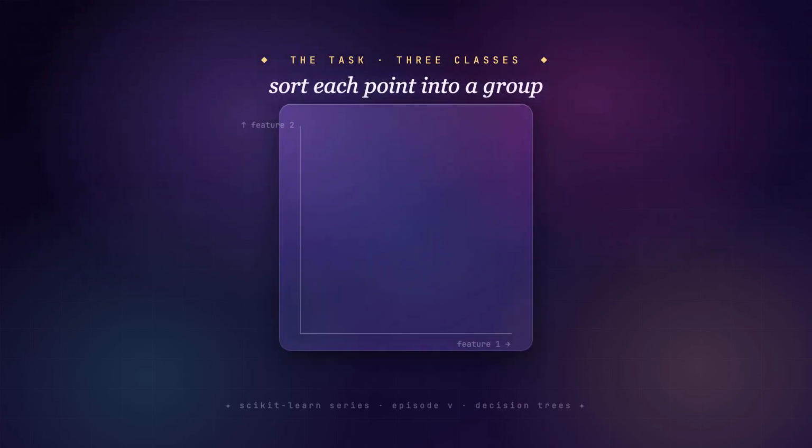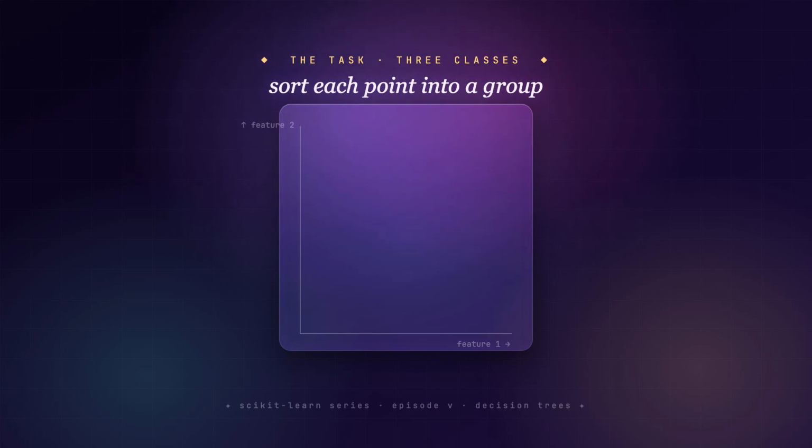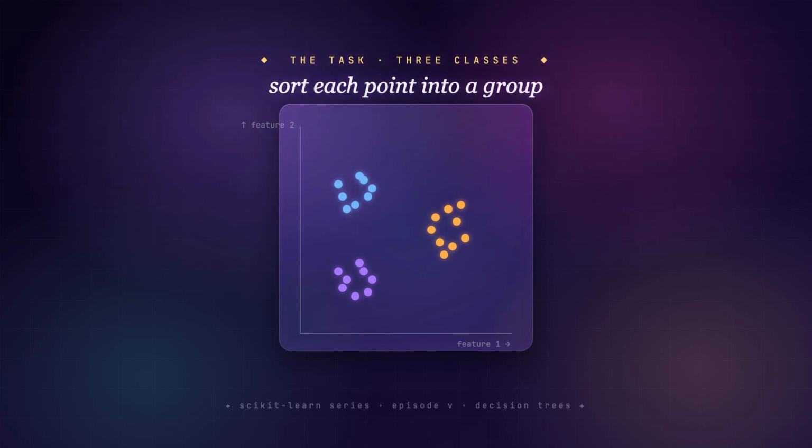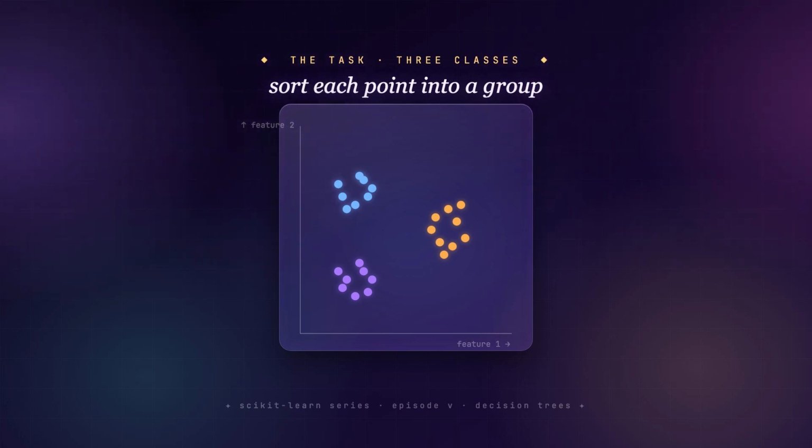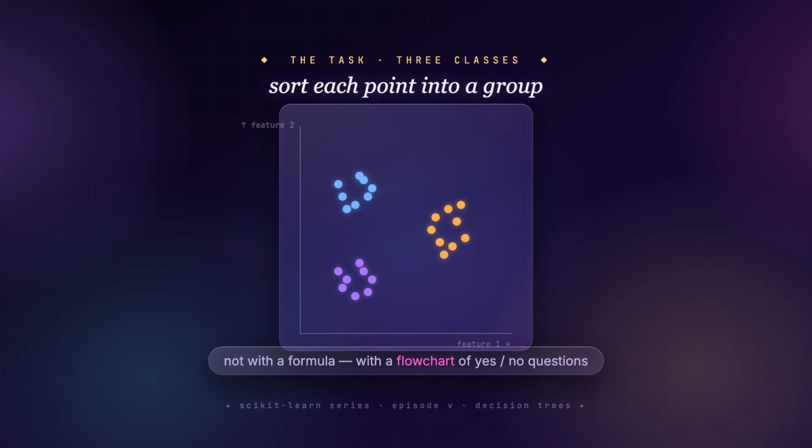Let's set up 3 classes this time, scattered across 2 features. A decision tree is going to sort any new point into one of them, not with a formula, but with a flowchart of yes or no questions. So the real question is, what should it ask and in what order?